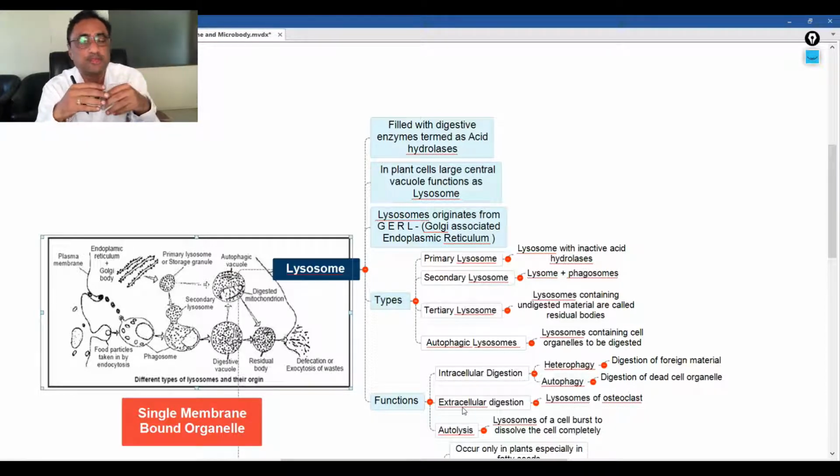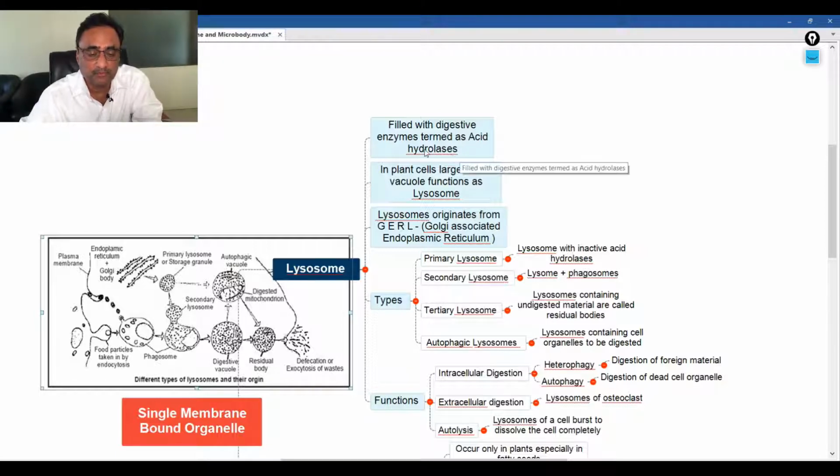Now, you see, lysosome is a single membrane-bound organelle, okay? And why do we call them a suicidal bag? Because they have a large amount of digestive enzymes, acid hydrolases, okay? So, that is what is present over there. In plant cells, for instance, they don't have a lysosome, but in that case, the large vacuole they have present acts as a lysosome, right?